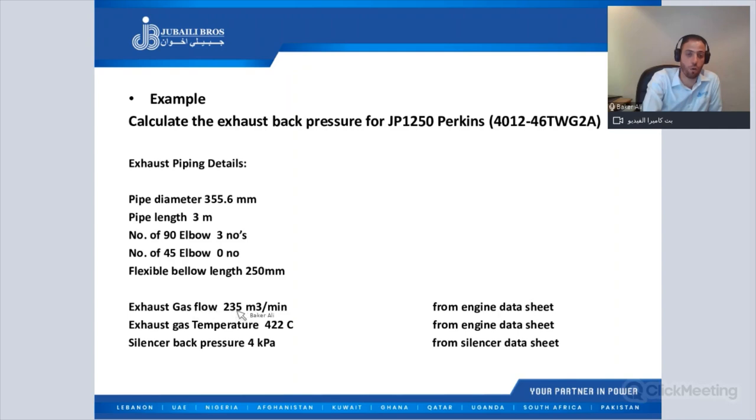Exhaust gas flow, 235 cubic meter per minute. This is from the engine data sheet. The exhaust gas temperature is 422 Celsius. This is also from the engine data sheet. The silencer back pressure is 4 kilopascal. This is from the silencer data sheet. So now we want to calculate the back pressure for this exhaust system.